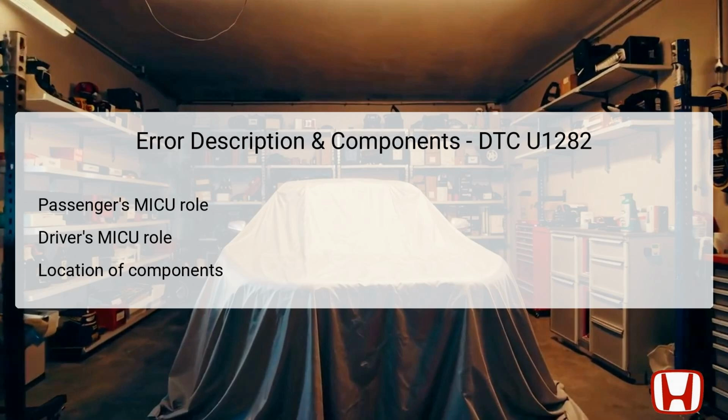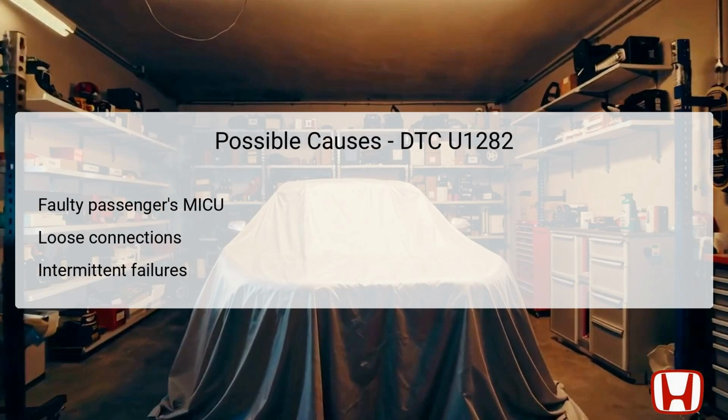The passenger's MICU is typically located beneath the dashboard on the passenger side, where it can access necessary wiring harnesses. The driver's MICU is situated in a comparable location, but toward the driver's side. Failure in this communication could lead to disabling critical vehicle functions, making it imperative to diagnose and resolve the underlying issue promptly. Several possible causes can trigger DTC U1282.